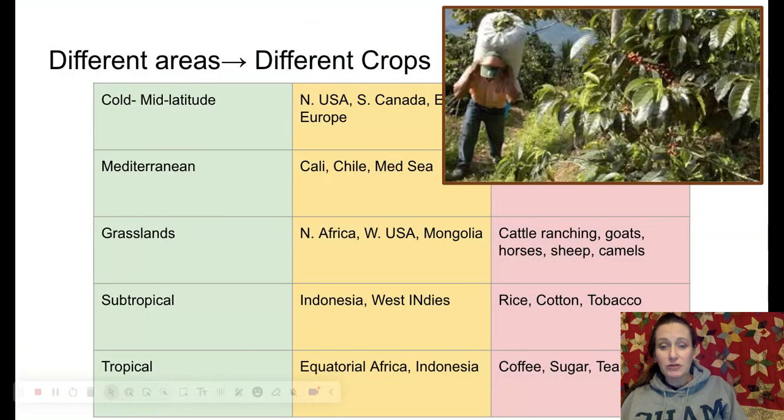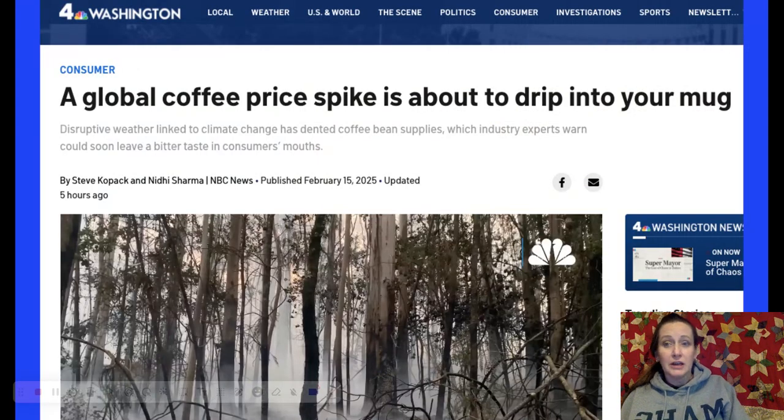All right, next we have tropical, which could be equatorial Africa, Indonesia. Here you'll see things like coffee, sugar, and tea. When you think of the transatlantic slave trade and colonization, that whole period of history, lots of those things. This is a coffee bean farm. And here, global coffee prices, right, are about to go up. This is just from today, people, February 15th, 2025.